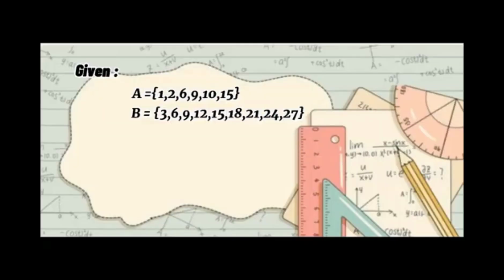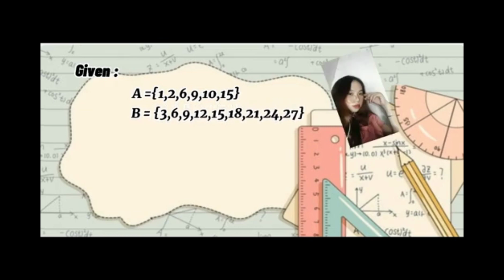Okay, example. The elements of set A are 1, 2, 6, 9, 10, 15, while the elements of B are 3, 6, 9, 12, 15, 18, 21, 24, and 27. So now we are going to find the intersection of A and B. C is the set of the intersection of A and B.